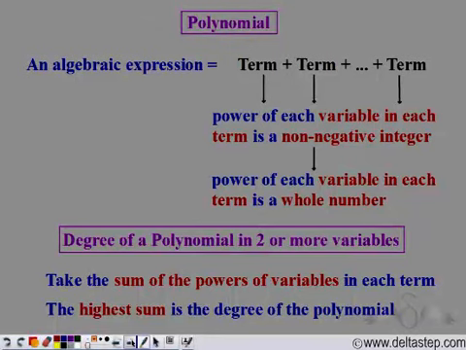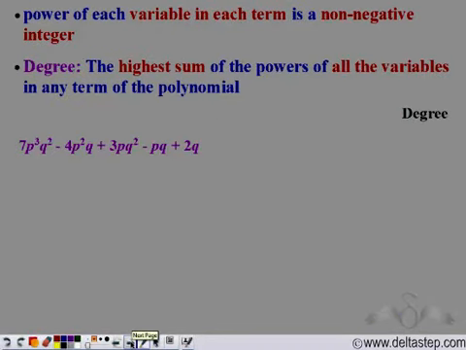Let us understand this with the help of some examples. Here we have an expression. It contains two variables, p and q. First, let us check whether it is a polynomial or not.